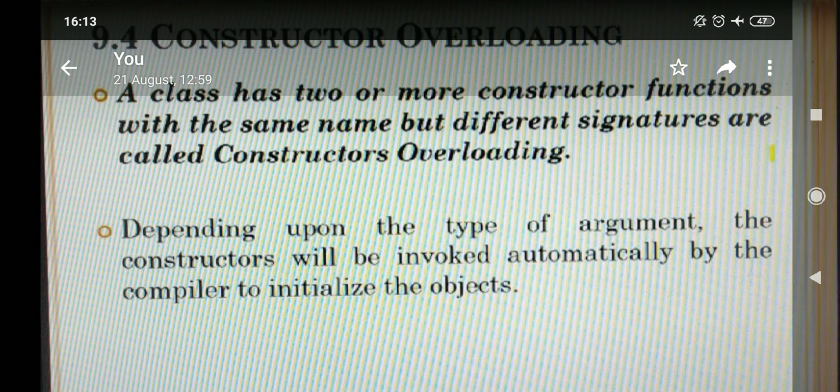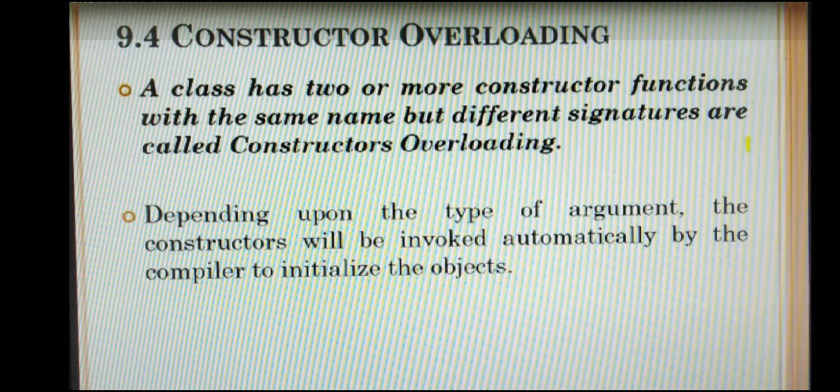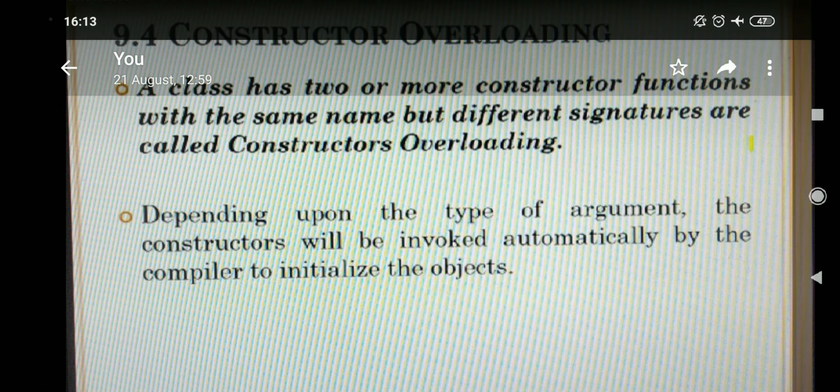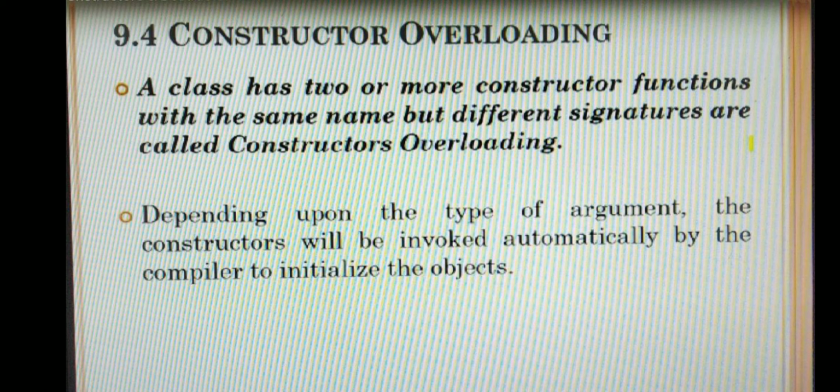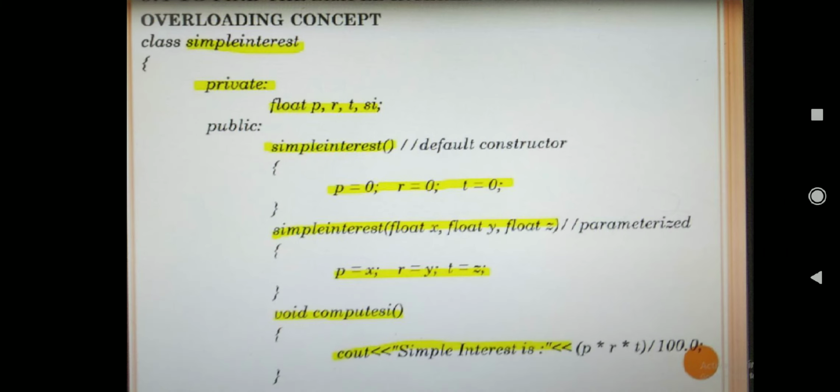Now you can see constructor overloading. Overloading means the same function name but different number and types of arguments. That we call overloading. Depending on the number and type of arguments, which one should be selected is decided by the compiler. Now you can see overloading here.